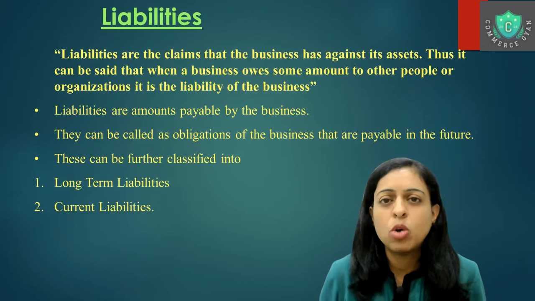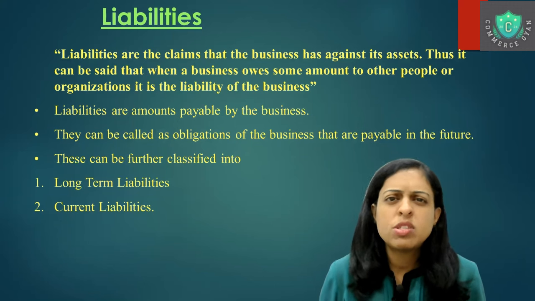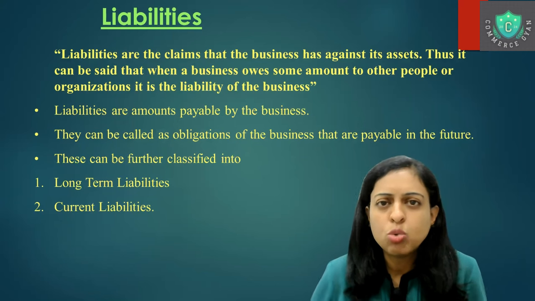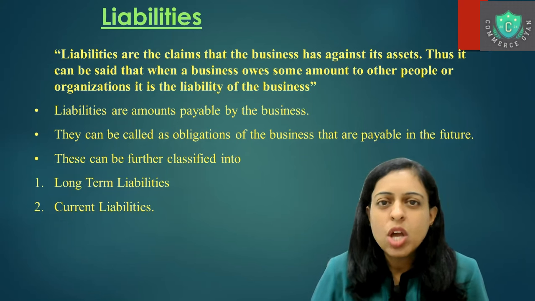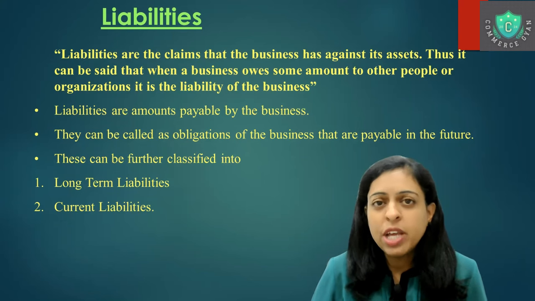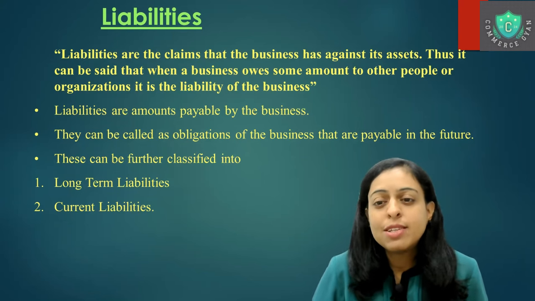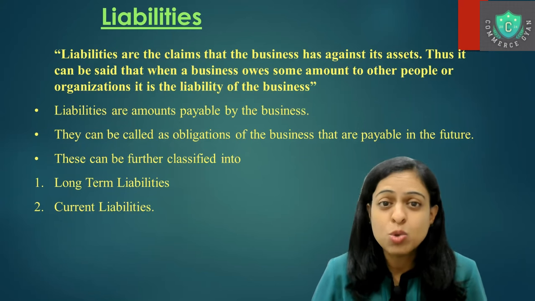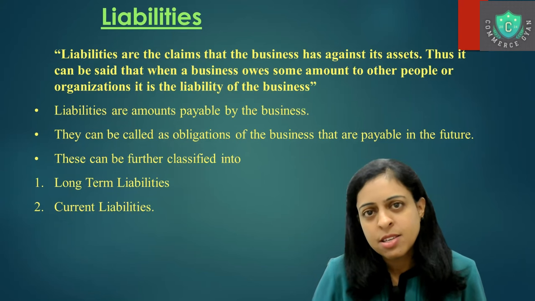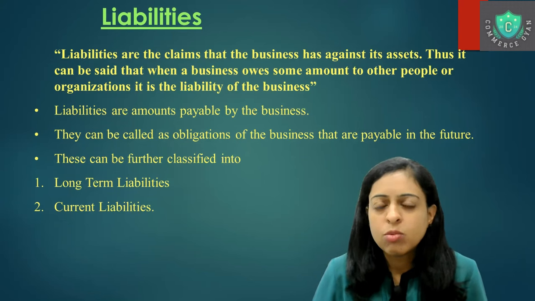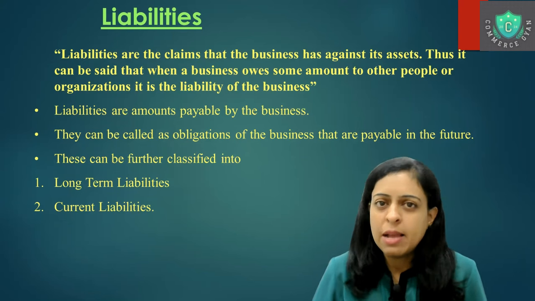Next, we are talking about liability. Suppose some person is a big trouble to you. What do you say? You are such a liability to me, such a headache to me, right? So liability is something which I have to pay for. I don't get anything, but I'm going to pay for it. For a business also, liabilities are the claims that the business has against its assets. I take a loan. What is this loan? Loan is a liability.